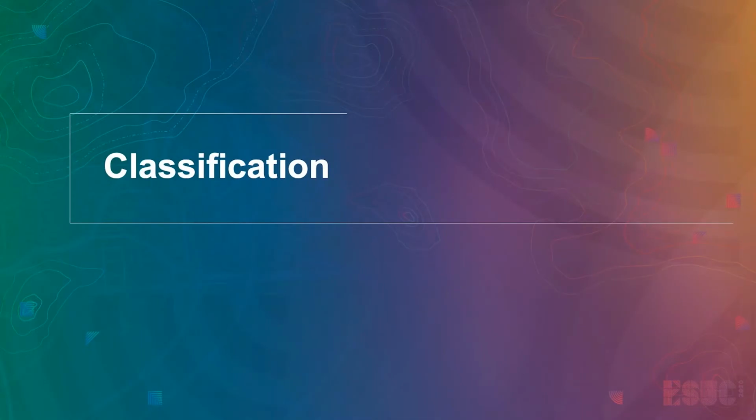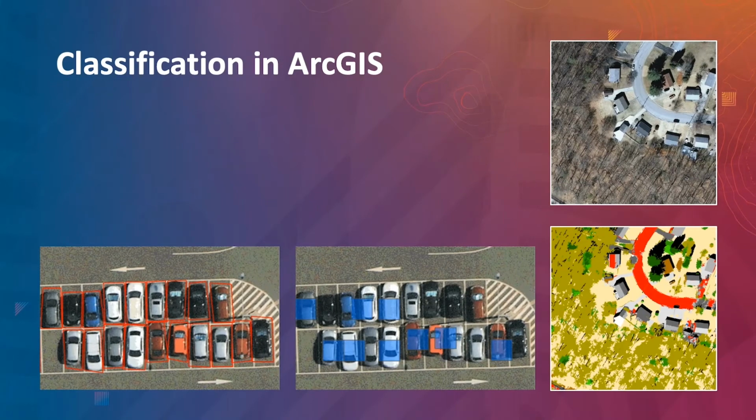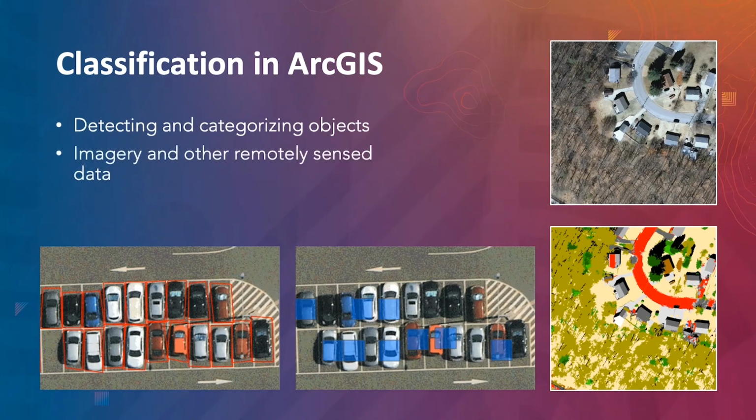Now, the third category is classification, which is the process of deciding to which category an object should be assigned based on a training data set. ArcGIS includes many classification methods focused on remotely sensed data. These tools analyze pixel values and configurations to characterize pixels. Some examples include delineating land use types or identifying areas of forest loss. So we can do things like detecting and categorizing objects. We can use imagery and other remotely sensed data. We can also analyze pixel values and classify them into groups.